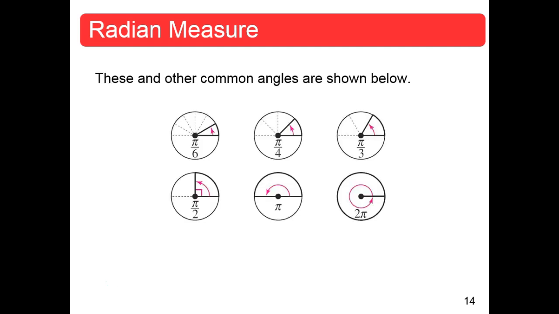Here's the illustration of that. Let's start with this one. All the way around the circle, that angle is 2 pi.